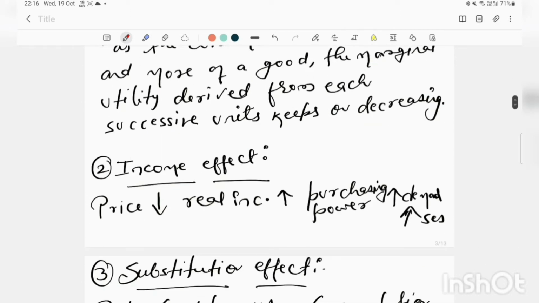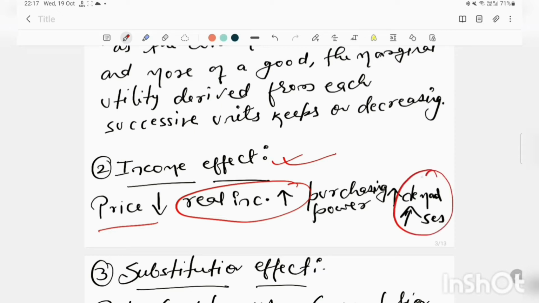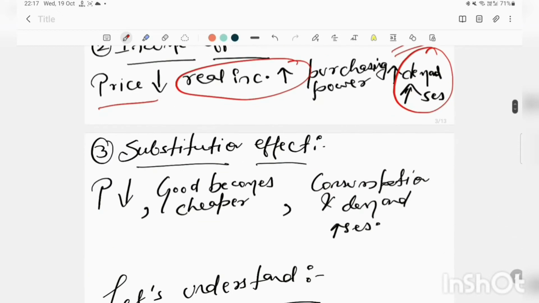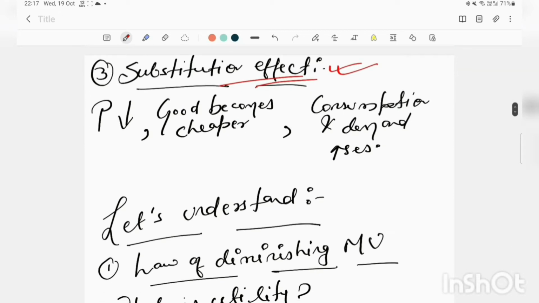Number 2 is the income effect. Suppose when there is a decrease in the price of a commodity, due to which our real income gets increased, so our purchasing power also gets increased, and we start to increase our demand as well. As for the substitution effect, suppose that when the price of any substitute gets decreased, the goods become cheaper and we start to demand more of that particular good. So these are the reasons due to which the demand curve is downward sloping.